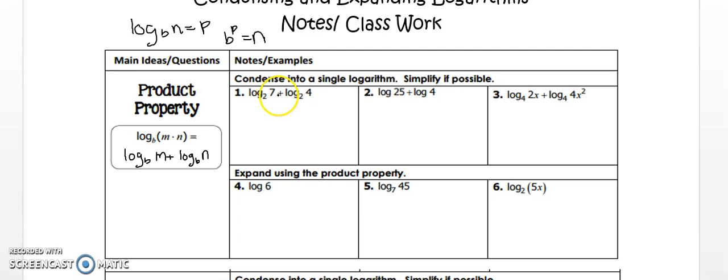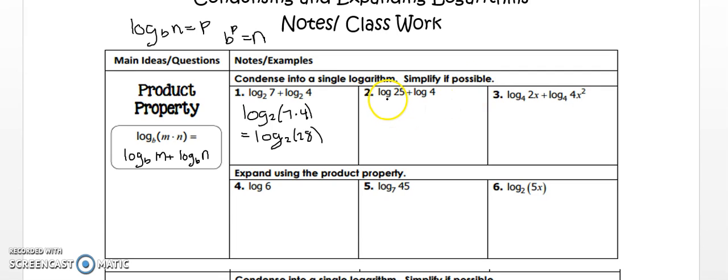So we have log base 2 of 7 plus log base 2 of 4. We're adding here. They have the same bases, so we're just going to multiply these. So we get log base 2 of 7 times 4, so log base 2 of 28. And 2 to what power is 28? There's not really a round number, so we're just going to leave this. It told us to simplify if at all possible.